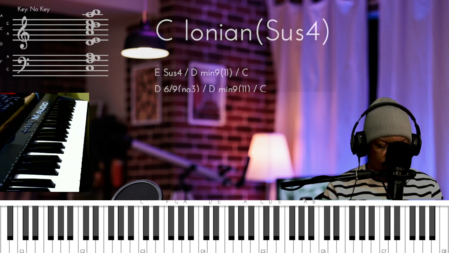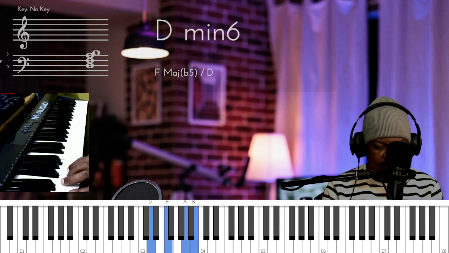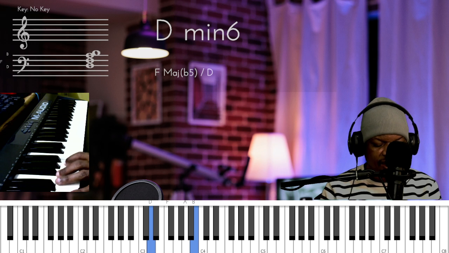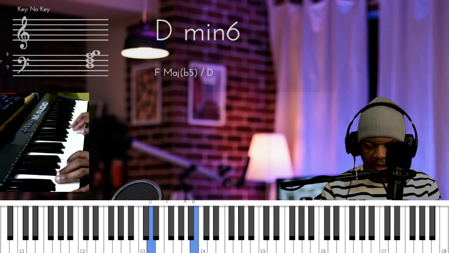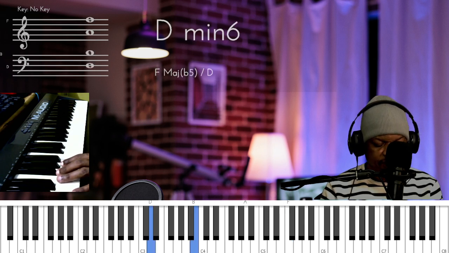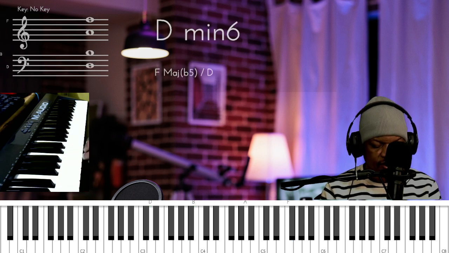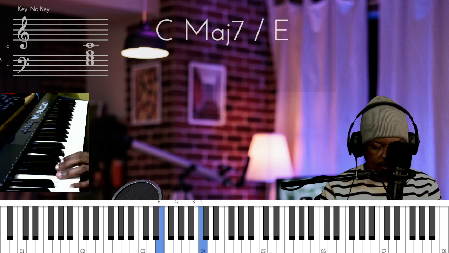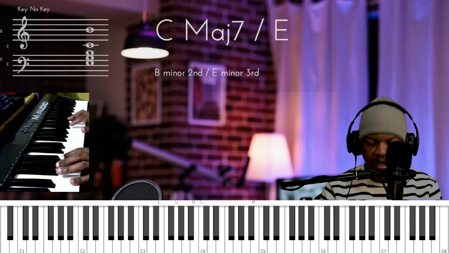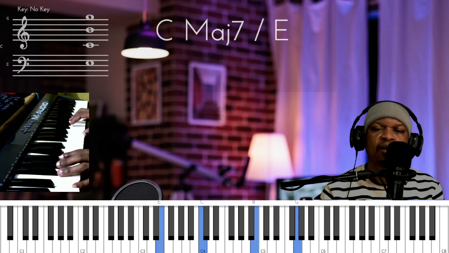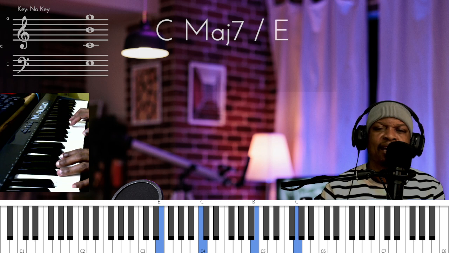Then you can do the same with this D minor 6. You take your A here, then you have your F there. The same with your E minor 6. Then you take your B there, then your G there, which is more welcoming than the other one.